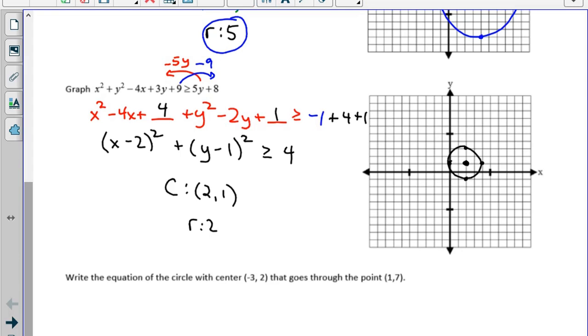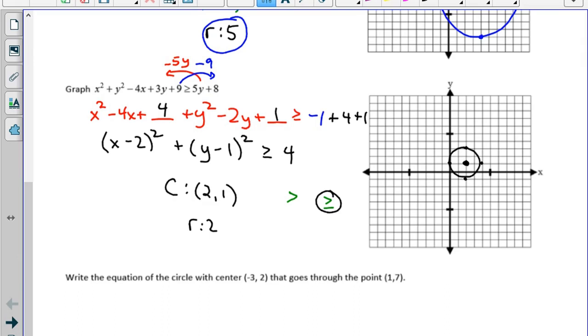One thing I want to note is if the problem was a greater than sign instead of a greater than or equal to sign, I would not be able to graph a circle like this. I would have had to make it a dotted circle, but that's not the case in this problem because it was a greater than or equal to sign. So I'm going to graph the circle where all the values are filled in on the circle.